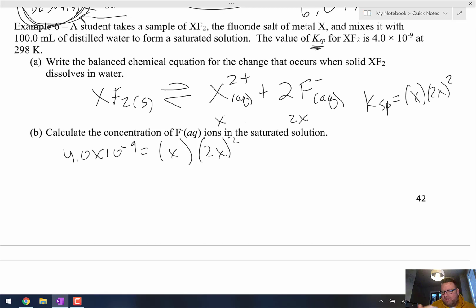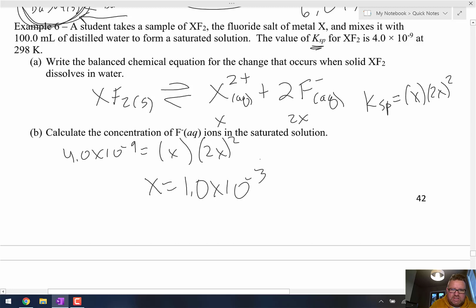And this has come up. This is like the third time this 4X cubed has come up. That's not that common. Don't think, oh, well, every time it's just going to be 4X cubed. That's not necessarily true. Okay? So divide by 4. And then I'm going to take the cube root of that answer, so X equals 1.0 times 10 to the minus 3.